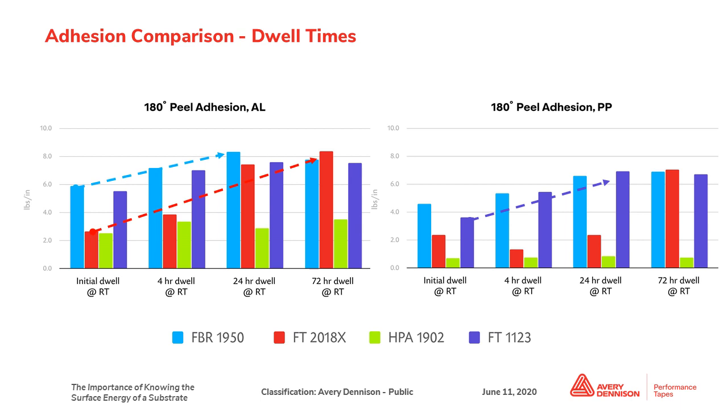But look at FT1123 on polypropylene. It's getting just under 4 pounds of adhesion initially, but it dwells all the way up to 7 pounds, and it kind of levels off after 24 hours. That adhesive performs a little bit more like a rubber adhesive in terms of adhesion, but you're going to see how its shear and temperature resistance are a lot better than what a general purpose rubber can do.